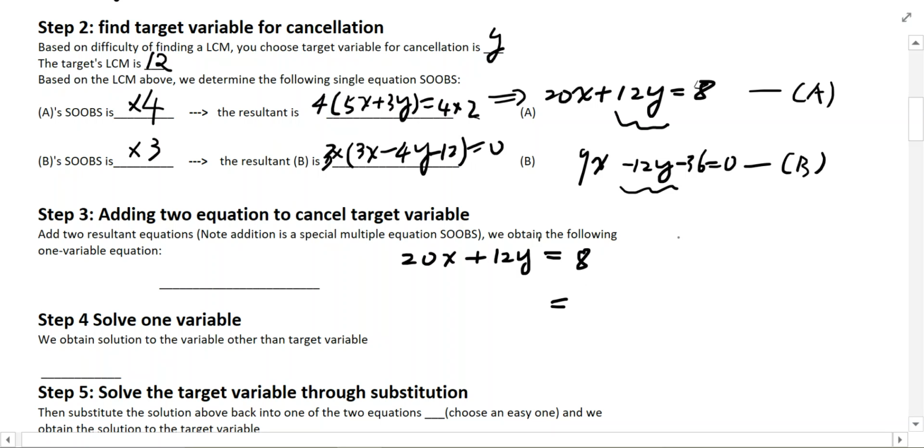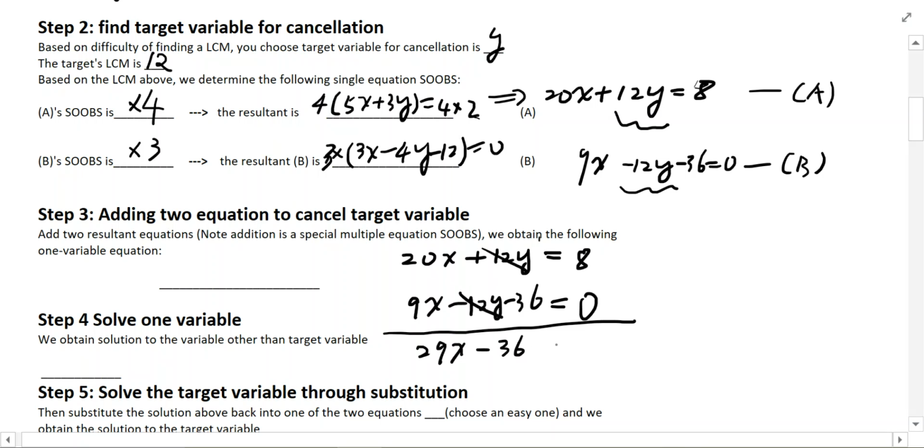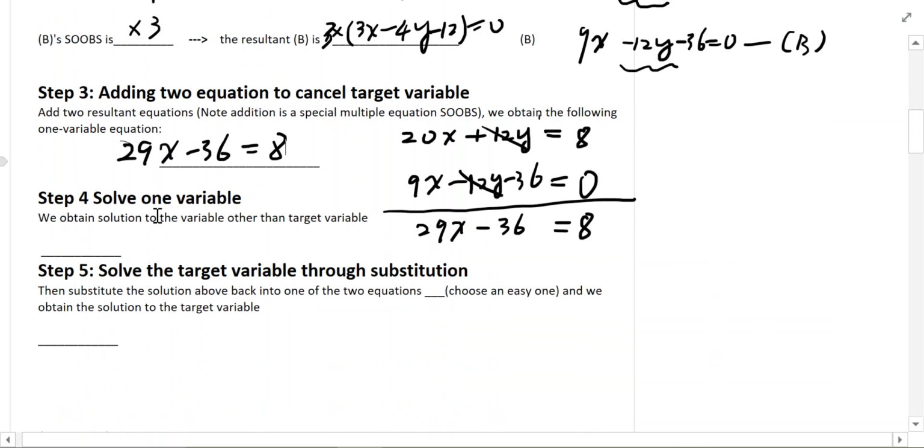Now the second equation is 0. So we have what? 9x minus 12y minus 36. You add them up. So this will cancel because it's plus minus. So what we're left with is 29x minus 36 equals 8. This is a single equation. There's only one variable, so we can solve it.